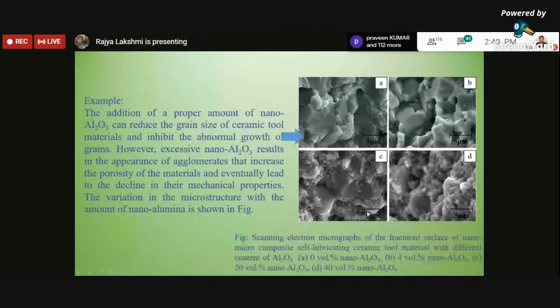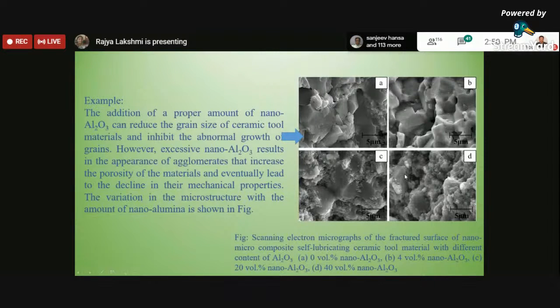You can see here the first A, B, C, D figures, which show the addition of nanoparticles to the base metal. After addition of a certain percentage of nanoparticles, you can check how the structure is changing. With respect to A, there is no nanoparticle addition. In B, 4% of nano alumina is added, then 20%, then 40%. You can observe the microstructure here, how the grain size changes and how the pores and gaps are completely covered.